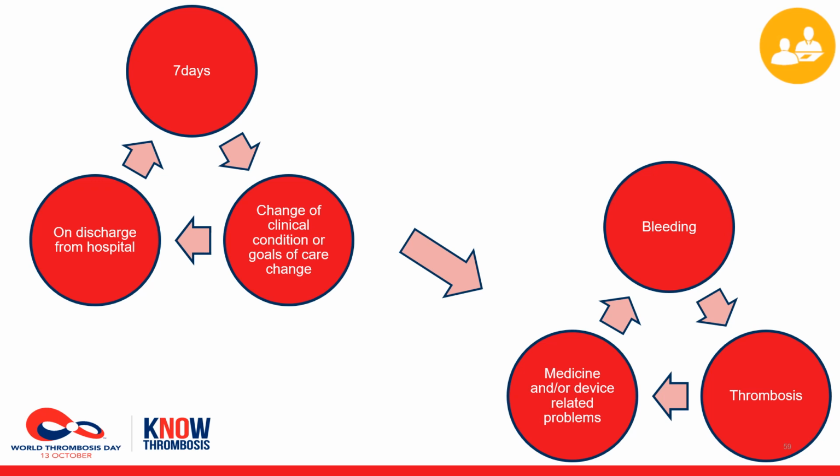As I said before, we're looking for bleeding. What's their HB doing? What's their platelet doing? What's their renal function doing? We're looking for thrombosis, so they actually have signs and symptoms of a DVT or PE, and those medicine or device related problems.